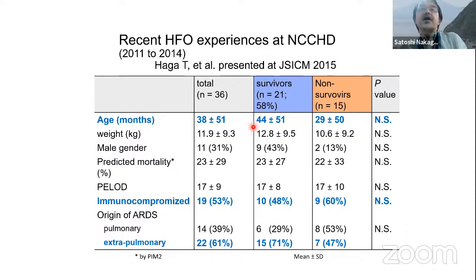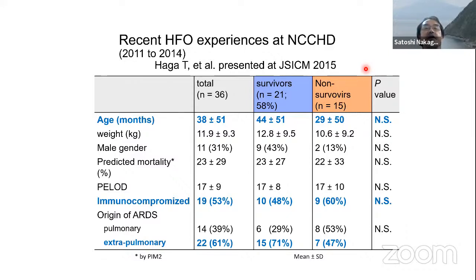Dr. Haga was a colleague, and he did a study on our patients who were in our pediatric ICU between 2011 and 2014. He collected the data on 36 patients on high-frequency oscillation in a pediatric ICU, and 21 of them survived and 15 died. So survival rate by the high-frequency oscillation was 58%.